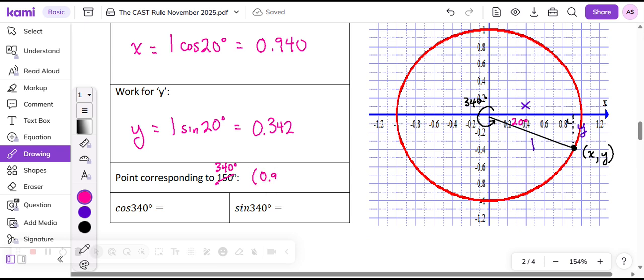So 0.940 and then negative 0.342. I wonder what the cosine and sine for these angles are. Cosine 340. Wouldn't you know it? 0.940, and sine of 340, negative 0.342.